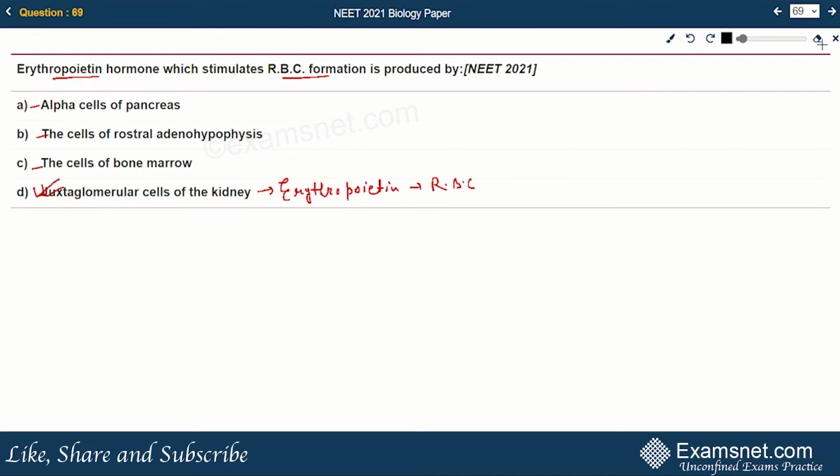Now, what are the other options? Alpha cells of pancreas. What is produced by alpha cells of pancreas? It produces the hormone glucagon.